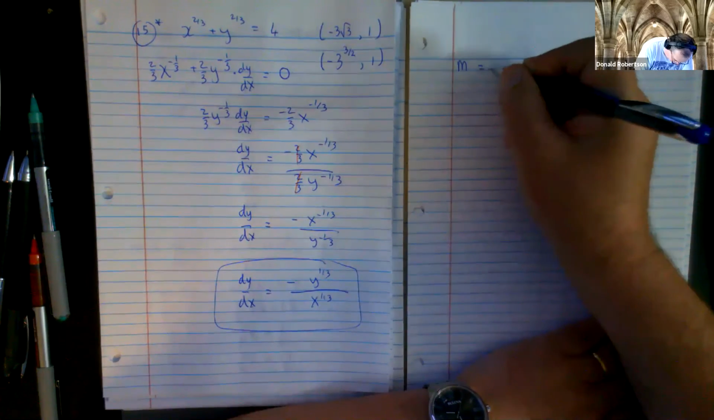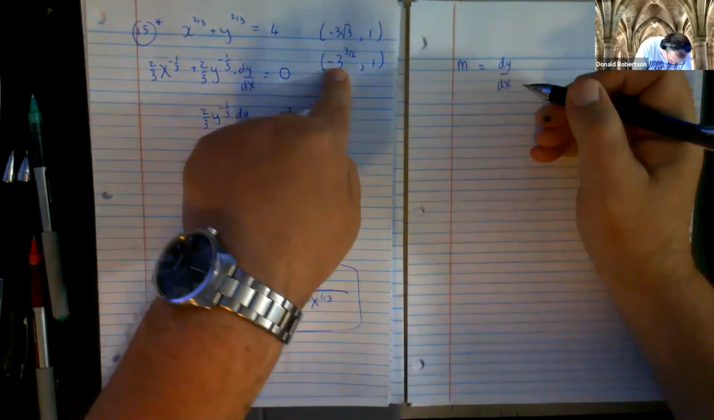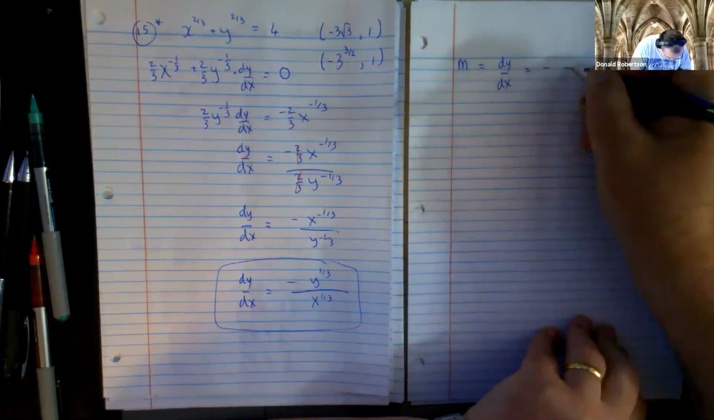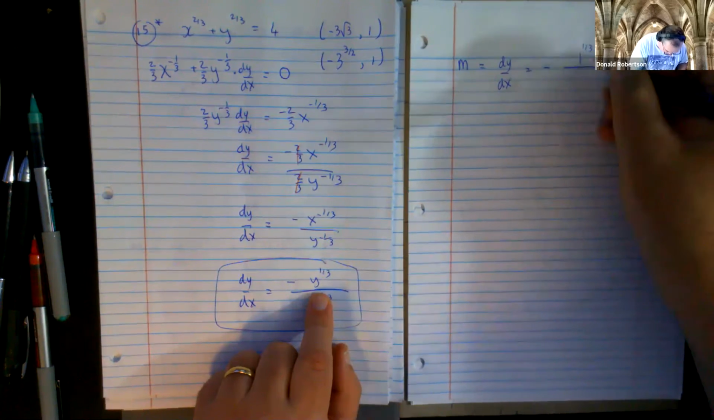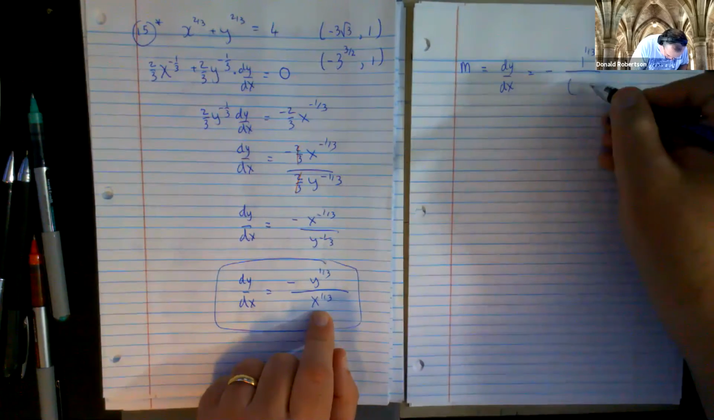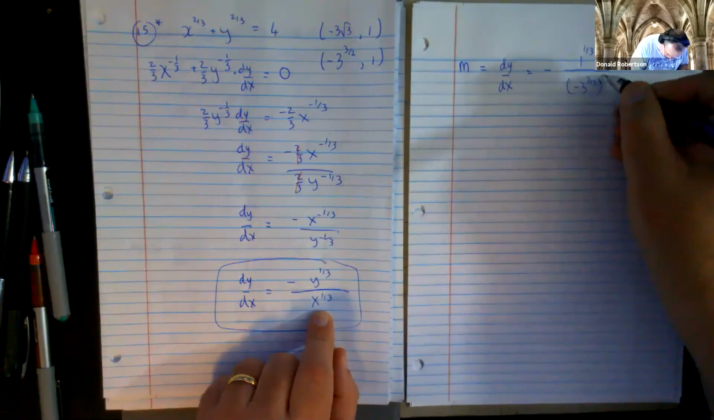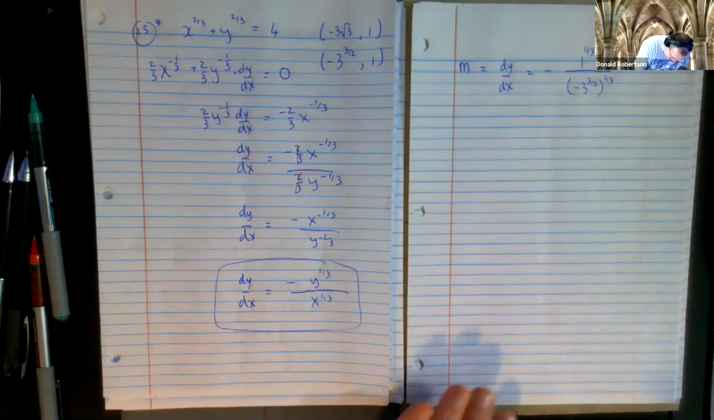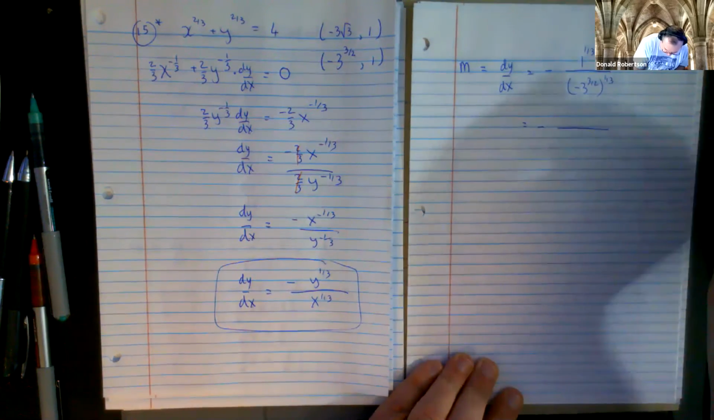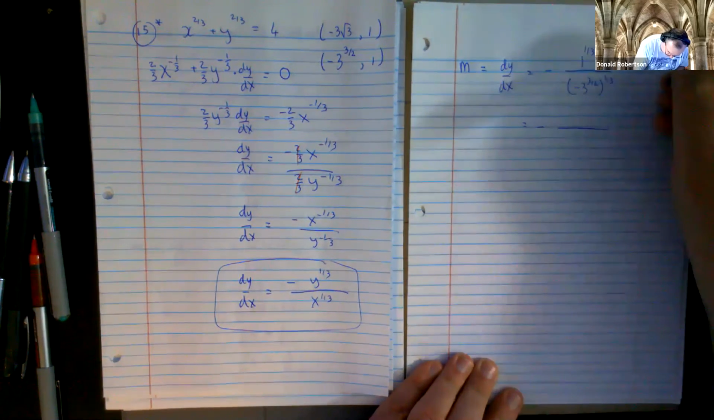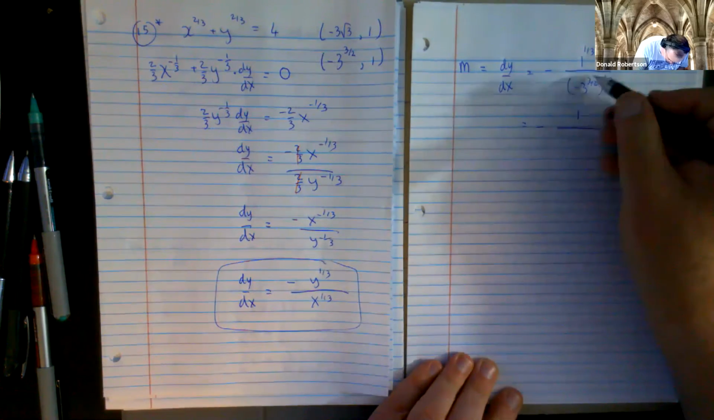So it's going to be the value of the derivative at this point here. So it's going to be negative y to the power of 1/3 over x to the power of 1/3. Okay. 1 to the power of 1/3 is really the cube root of 1. So that's 1. What's this one?